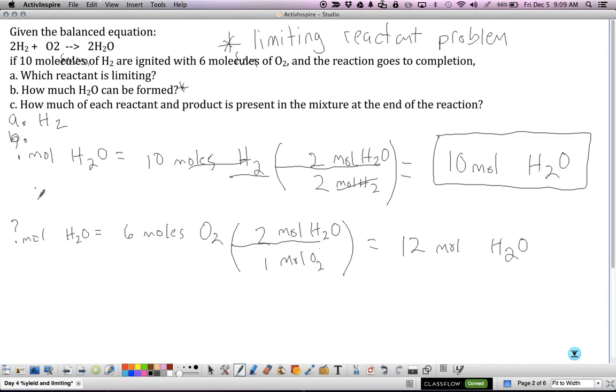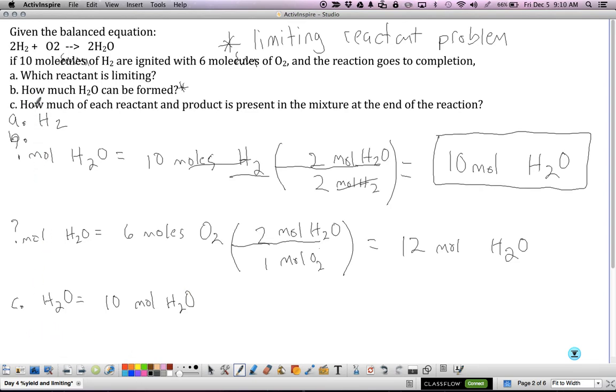All right. So now I can go back in and say hydrogen's my limiter. Here's my B. Okay. And now, as promised, how much of each reactant and product is present in the mixture at the end of the reaction? Okay, well, a couple of these should be really obvious. So let's start with the obvious ones, okay? How much water are we going to have at the end? Well, if you do this reaction, you're going to end up with 10 moles H2O.